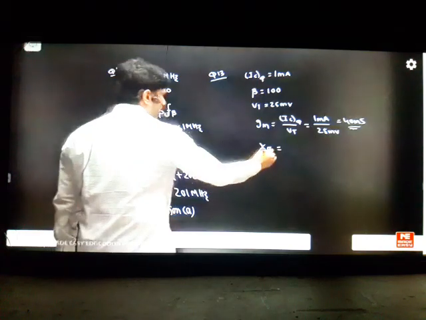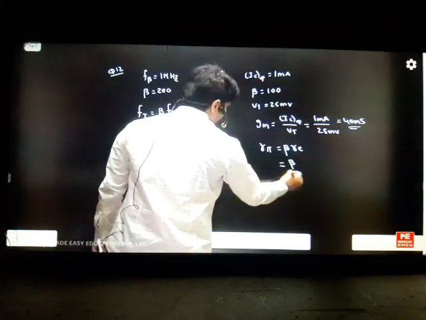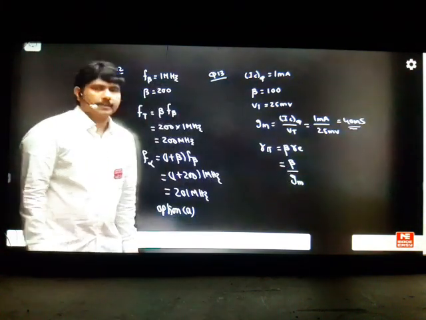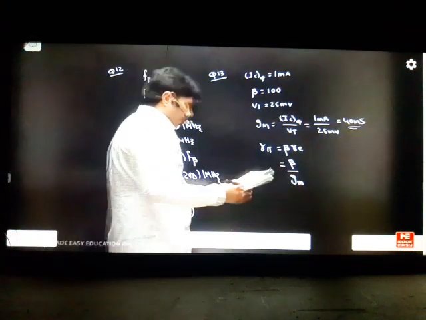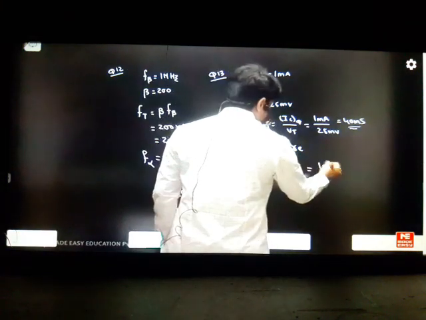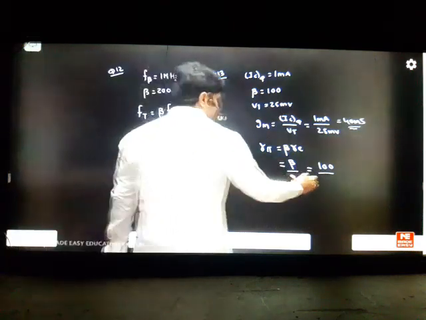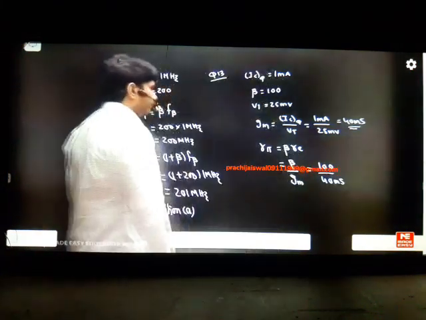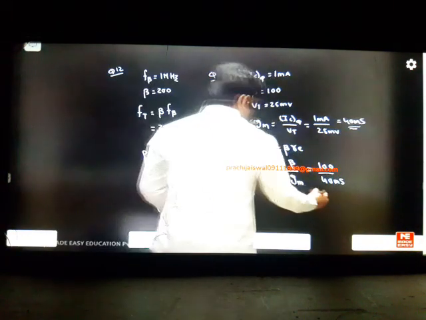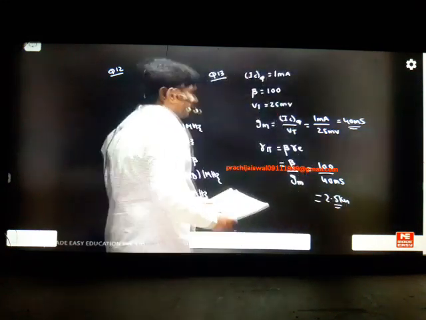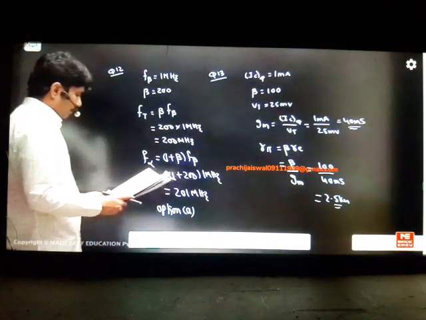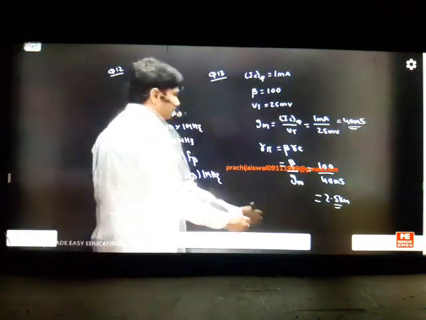And R pi is nothing but beta RE. Otherwise you write beta by GM. In my short notes I have given this practice. R pi can be written as beta RE, otherwise beta by GM. Beta given in the problem is 100. GM is given as 40 millisiemens. So the answer will come around 2.5 kilo ohms. So this is a simple problem, GM and R pi questions. Which is matching here is option D.